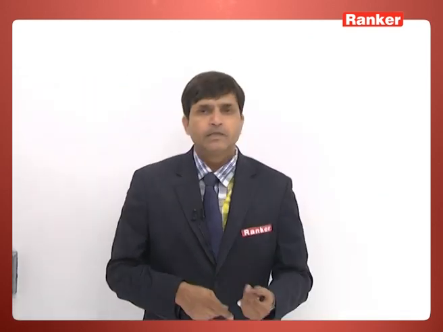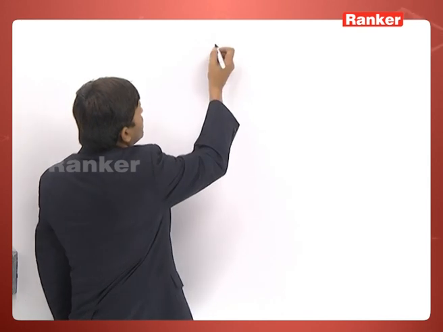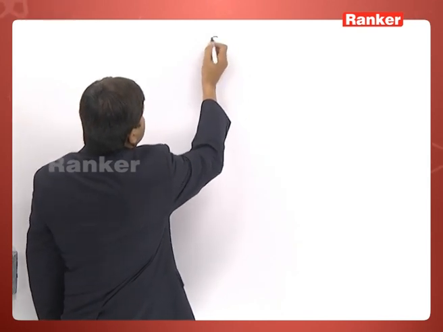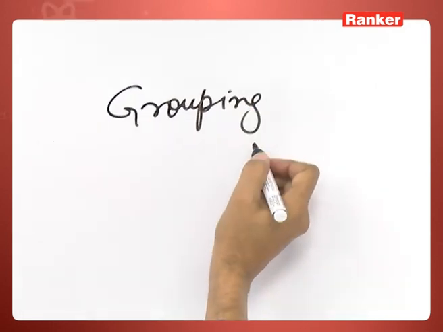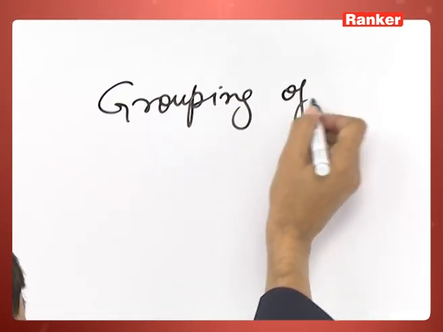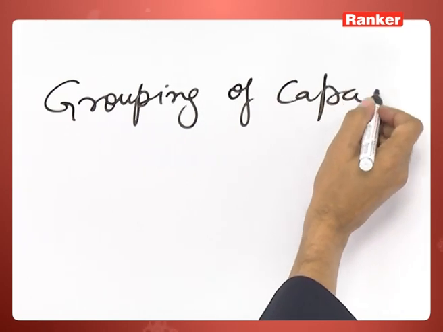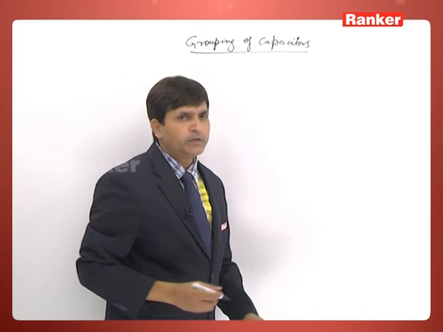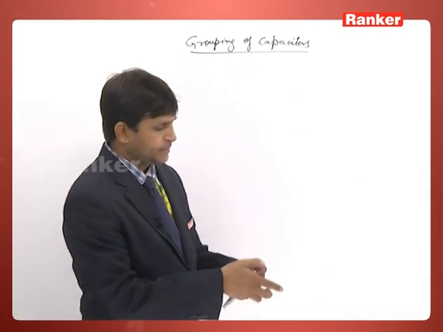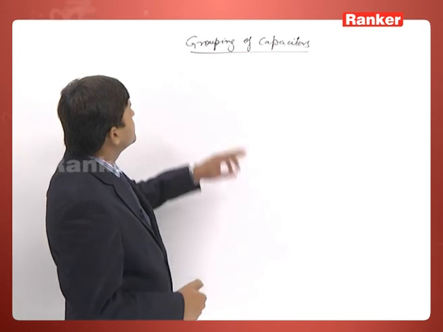Now come to the grouping of capacitors, or calculation of effective capacitance. In the grouping of capacitors, we are going to calculate the effective capacitance if the combination of capacitors is given. So, what is the meaning of grouping?